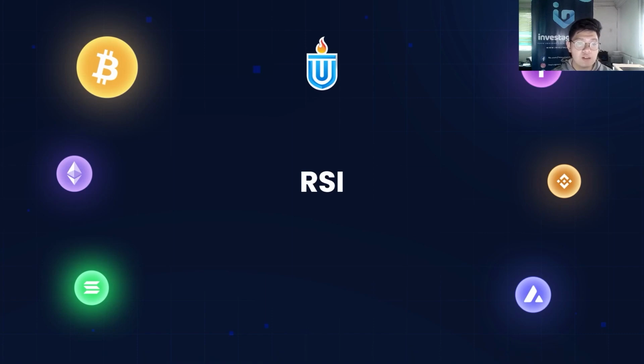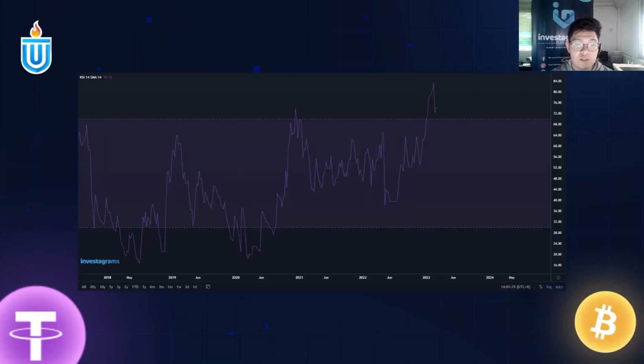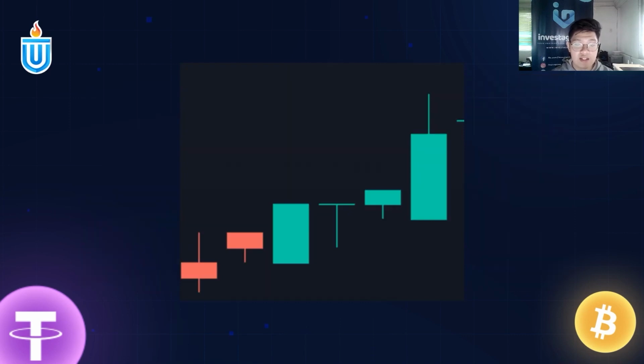Now, we'll talk about the Relative Strength Index, or the RSI. So this is an indicator used to identify the strength or momentum of prices. The gist of the indicator is that it compares the average gain of the crypto whenever candles close as green with the average loss of the crypto whenever the candles close as red.